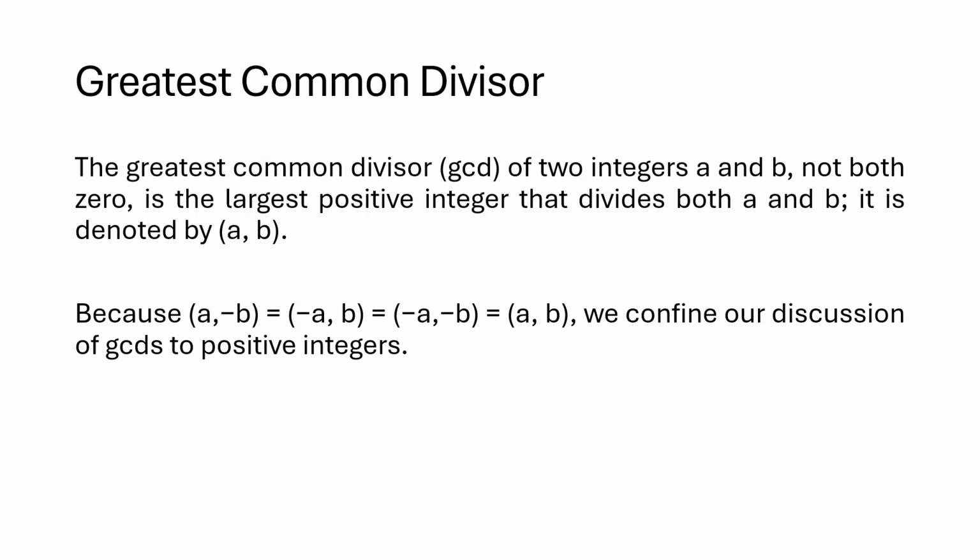Okay, so the GCD of a and negative b is the same as the GCD of negative a and b, and that's also the same as the GCD of negative a and negative b, which is also the greatest common divisor of a and b. So we confine our discussion of the GCD to the positive integers.